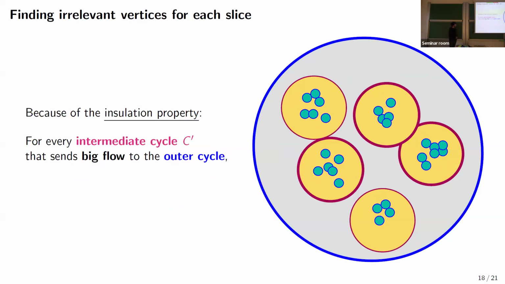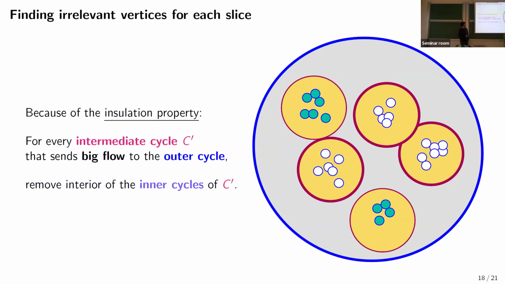Once I found the intermediate cycles that have a big flow to the other cycle, let's say that these are the bold ones here. For these ones, I have a flow. For the others, I don't. If for these ones I have it, the insulation property tells me that I can safely remove the interior of these inner cycles. So this is what happens.